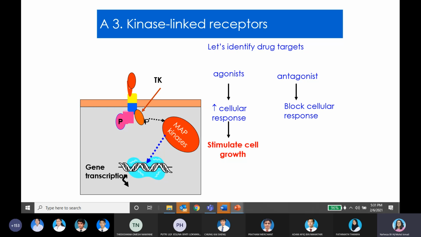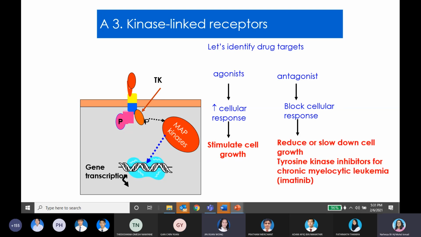Very good. So will it stimulate cell growth? No, it will inhibit cell growth, right? When you increase cellular response, it stimulates cell growth. When you do the opposite, when you block this whole pathway, you will reduce or slow down cell growth. And this has a clinical application.